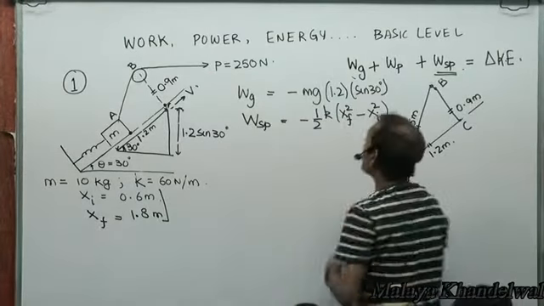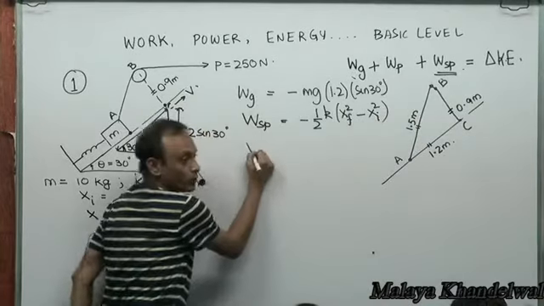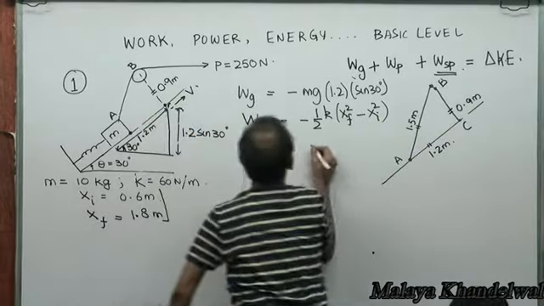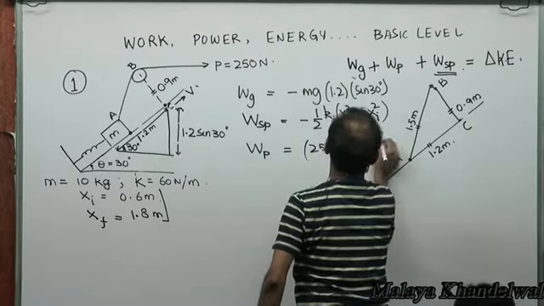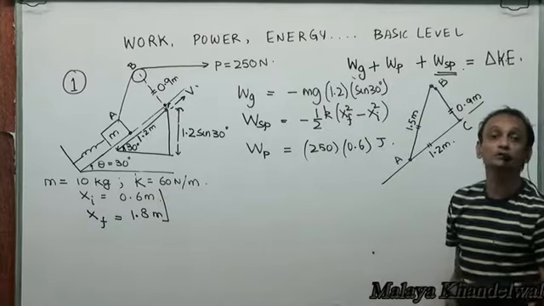Yes or no? Therefore, the work done by P then would be 250 into 0.6. These many joules would be the work done by P.